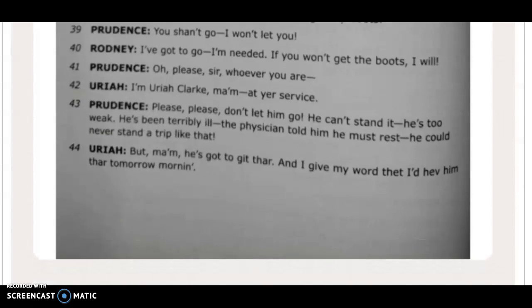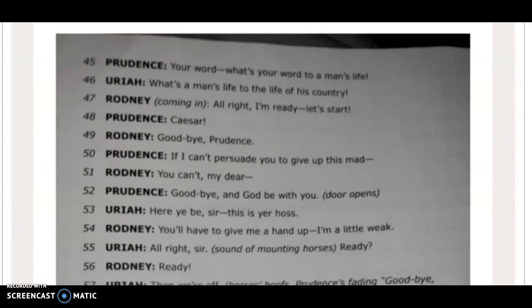Oh, please, sir, whoever you are. I'm Uriah Clark, ma'am, at your service. Please, don't let him go. He can't stand it. He's just too weak. He's been terribly ill, and the physician told him he must rest. He could never stand a trip like that. But, ma'am, he's got to get there. And I give my word that I'd have him there tomorrow morning. Your word? What's your word to a man's life? What's a man's life to the life of his country? All right, I'm ready. Let's start.